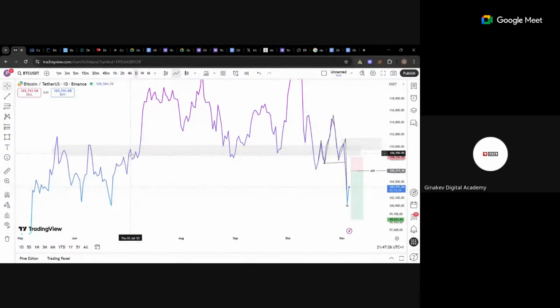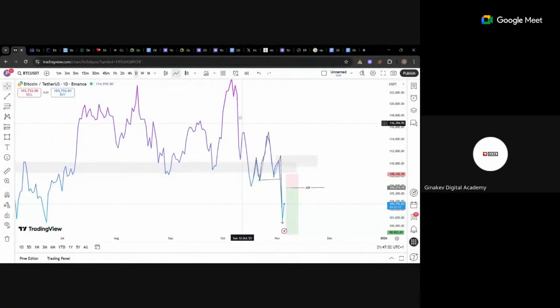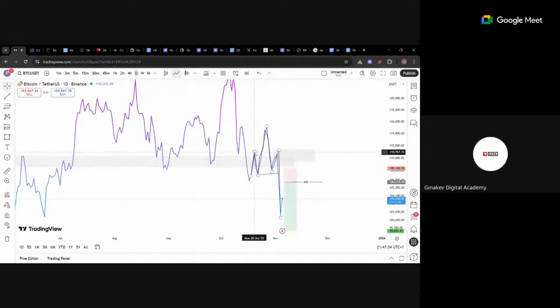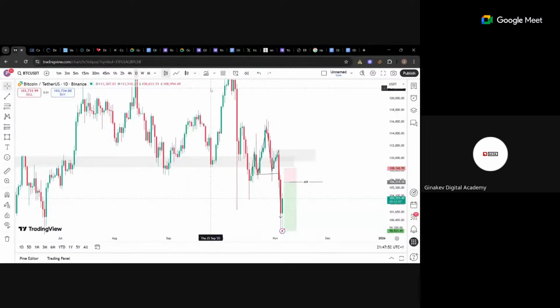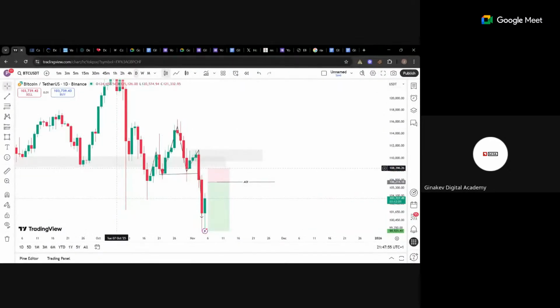It came to act as resistance here, turned into support, used as support, came down here, used as support, came down here, used as support, came down here, used as resistance somewhere around there. It's created what? A head and shoulders pattern. This is the right shoulder, head, left shoulder, still that same zone used as resistance to bring price all the way here. So what are you saying? It will just come back here again and continue its move.